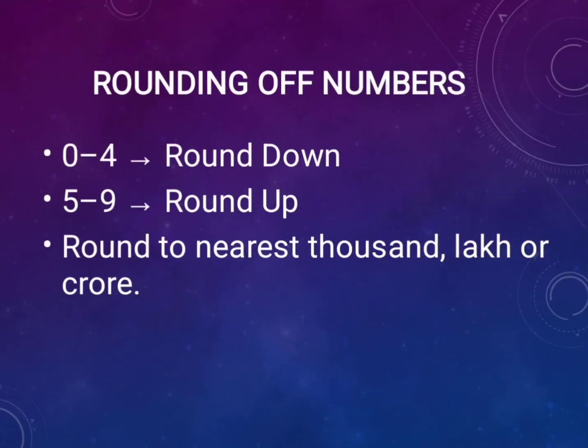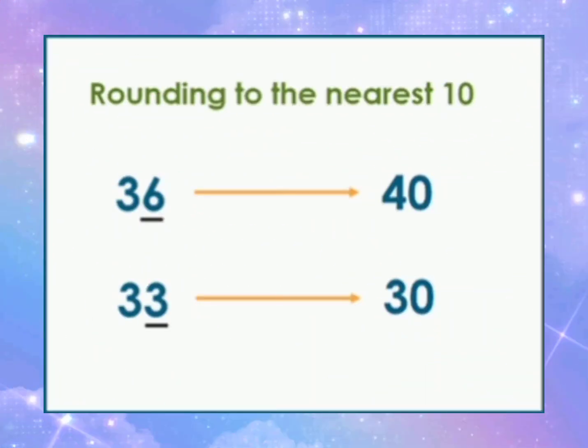So here comes the next important topic, rounding of numbers. From 0 to 4 we call it rounding down, 5 to 9 it is rounding up. So round to the nearest thousand, lakh or crore accordingly. So for instance, if a number is given and we have to round it off to the nearest tens, 36 will be rounded off to 40 because we see the nearest tens. So choose the tens place.